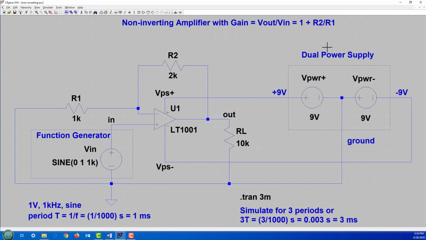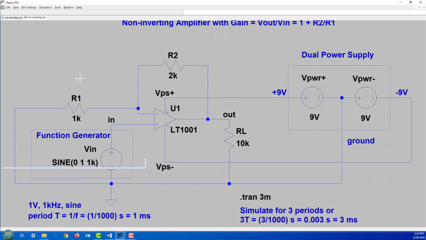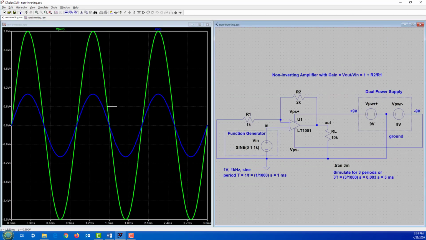Along with this circuit, which is called non-inverting.asc, I'll also give you the .plt file that goes along with it. So when you put those files together in the same directory as we've always been doing, and just hit the running man, you'll get the simulation results right away. So you don't have to even probe the output voltage. It's that easy, okay? And what do we see here?